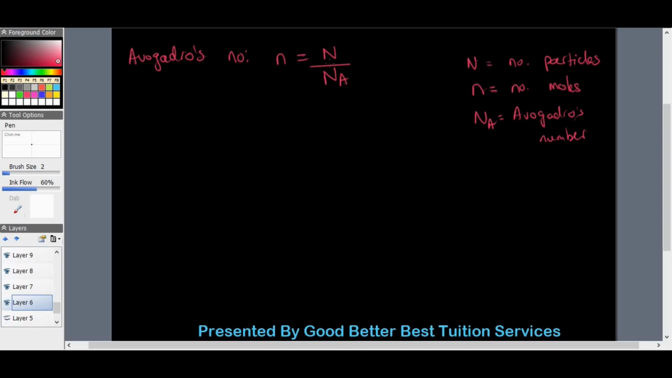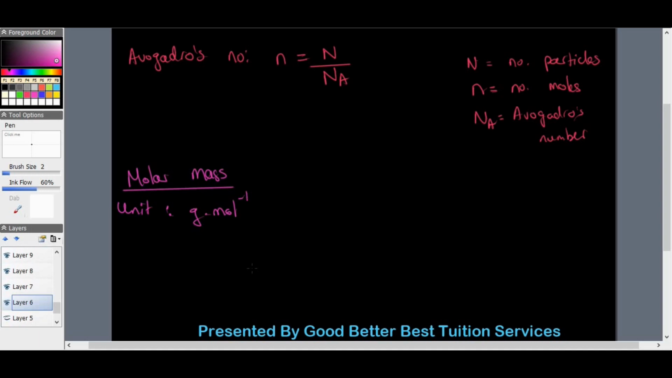Okay, then again from last year as well, we should have known this formula, but we should have also discussed molar mass. In fact, I'll use another color for it. Let's use the one next to it. Molar mass, which is the mass of 1 mole of a substance, and its unit is grams per mole, g·mol^-1.